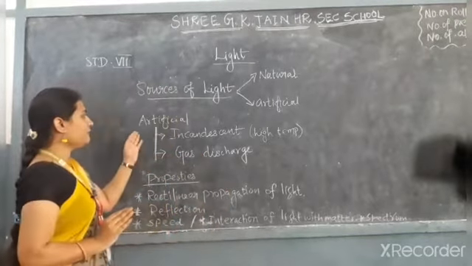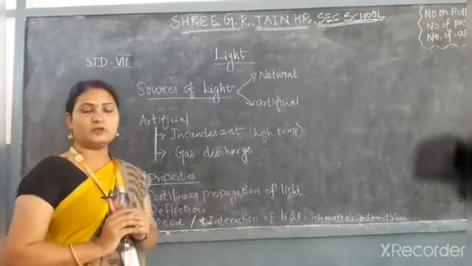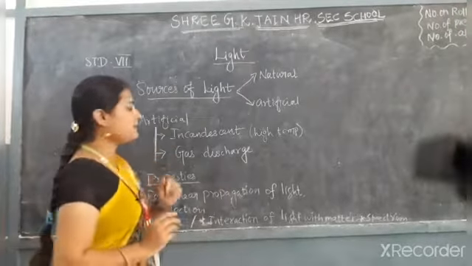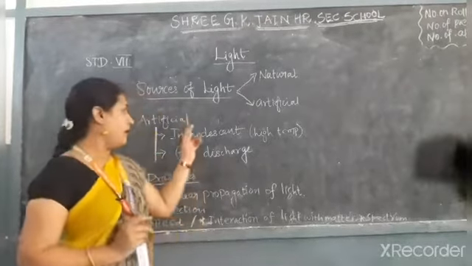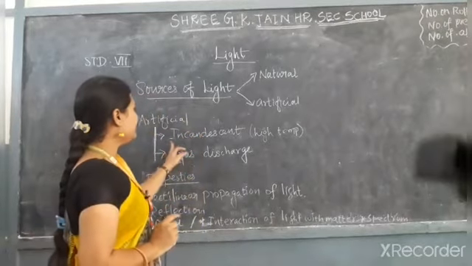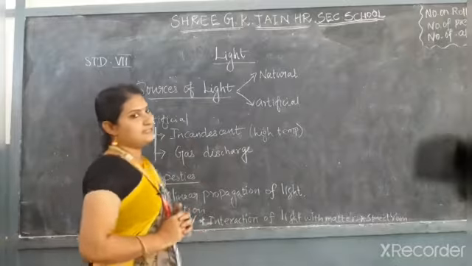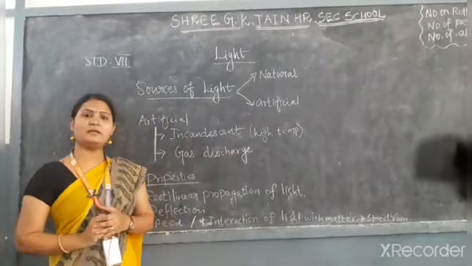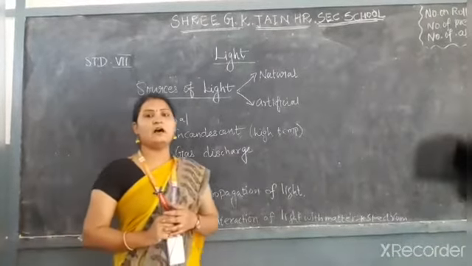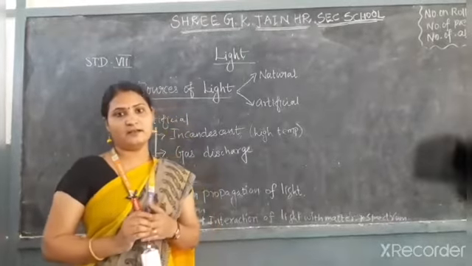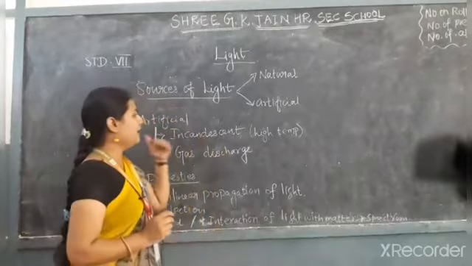And now if you take artificial sources of light, they can be classified into two categories. One is incandescent light, and another one is gas discharge. So what does incandescent light mean? With a high temperature, it will emit light.